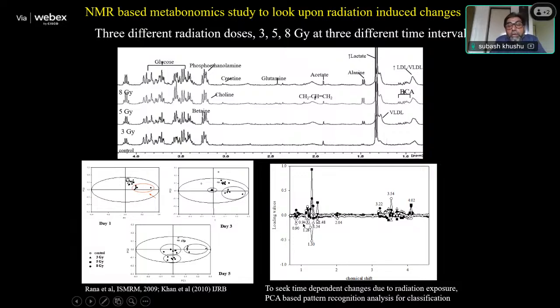And this is a loading plot where this axis gives you the chemical shift of the particular compound, and this peak tells you how much change has been happening in this particular metabolite. These are the metabolites which have caused this separation in these groups. So these were the metabolites responsible for separating the different groups of radiation exposure.